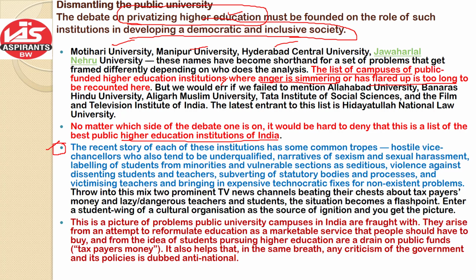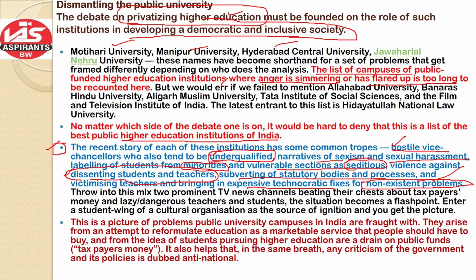Now the author has also given some other problems, like the hostile vice chancellors, who also tend to be underqualified. Now they are being appointed because of, again, favoritism, but they are underqualified, and they are hostile. That means management is hostile to the professors and the students, and there are narratives of sexism and sexual harassment, plus labeling of students from minority and vulnerable sections as seditious, and there is violence against the dissenting students and teachers, plus subverting of statutory bodies and processes, victimizing teachers, bringing in expensive technocratic fixes for non-existent problems. So these are all the problems which are faced by these higher educational institutions.